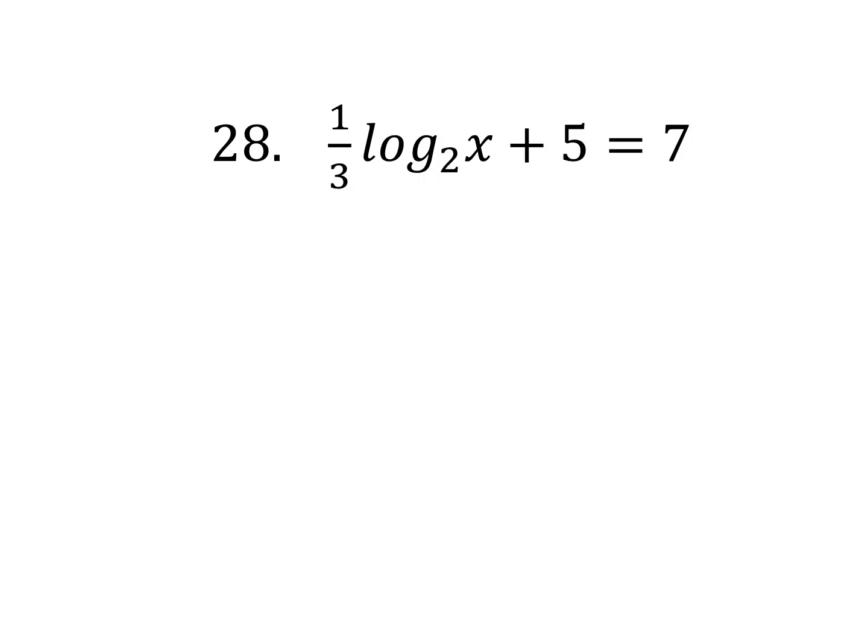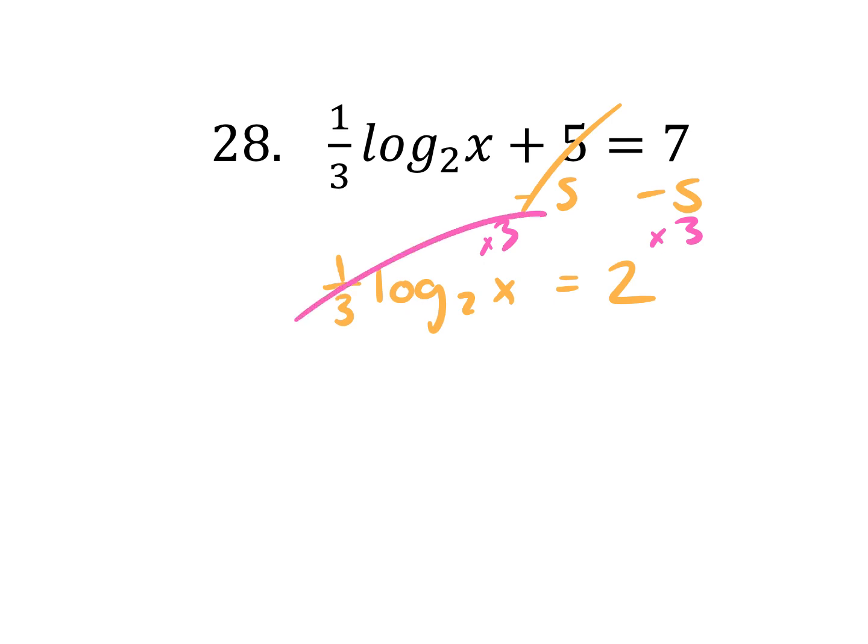What should I do first for 28? Subtract 5. We want to get that log all by itself. So now I have 1/3 log base 2 of x is equal to 2. What can I do next? I can multiply both sides by 3. That'll work. So times 3 and times 3. So log base 2 of x is equal to 6.